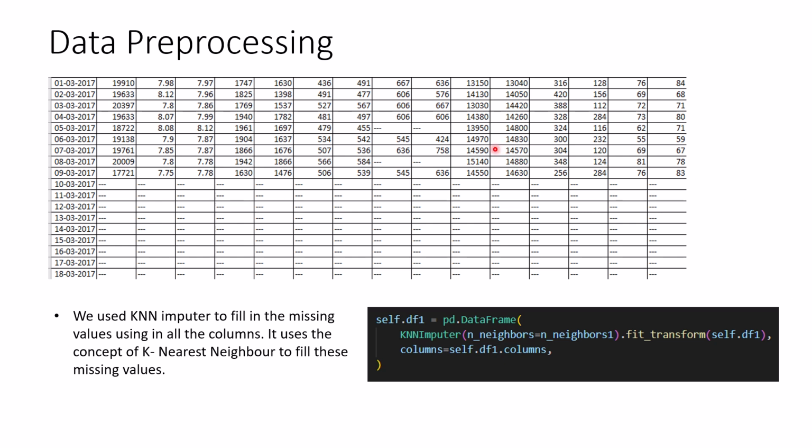Then we use KNN imputer to fill in the missing values in all the columns. It uses the concept of k nearest neighbor to fill missing values. Its code is available here. We use the k value of 5 for this purpose.